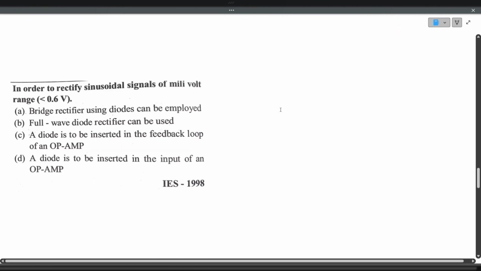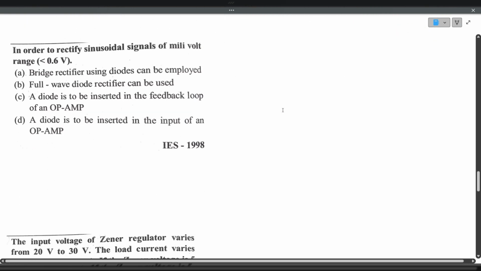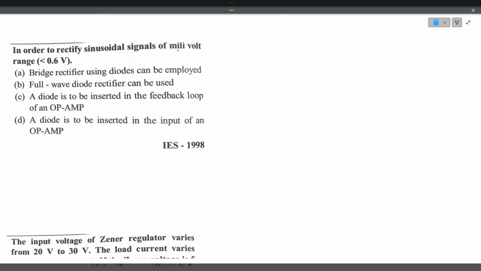We'll see the next question. In order to rectify sinusoidal signals of minimum millivolt range, less than 0.6 volts, which will be used? Can a bridge rectifier using diodes be deployed? No, because in a bridge rectifier, two diodes will be conducting at the same time. So the voltage drop across the diodes is 2 VD, that is 2 into minimum 0.7, that is 1.4 volts, itself a voltage drop. He is asking for an input voltage less than 0.6 volts, so it is not possible.